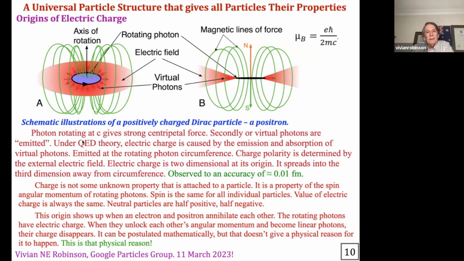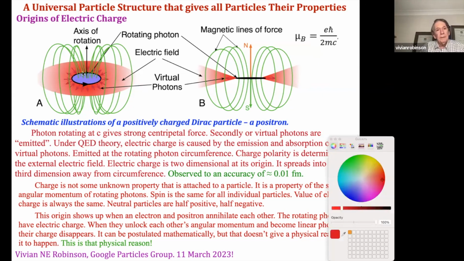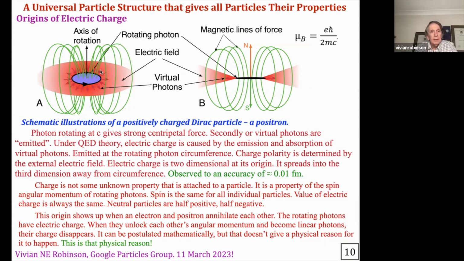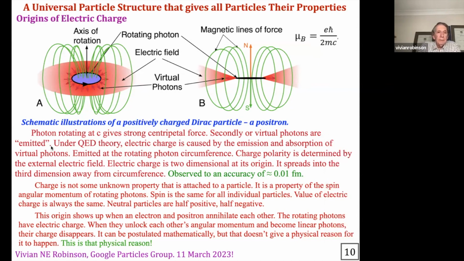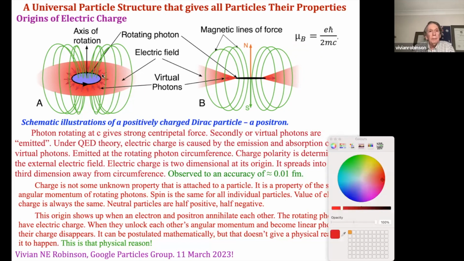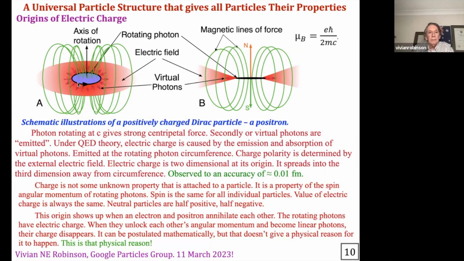Now, the photon rotating at the speed of light at a very small diameter generates what we call a strong centripetal force. Secondary or virtual photons, the field particles of photons, are basically just thrown out. And they're virtual photons because if they don't interact with something else, they'll just be reabsorbed for conservation of mass purposes.